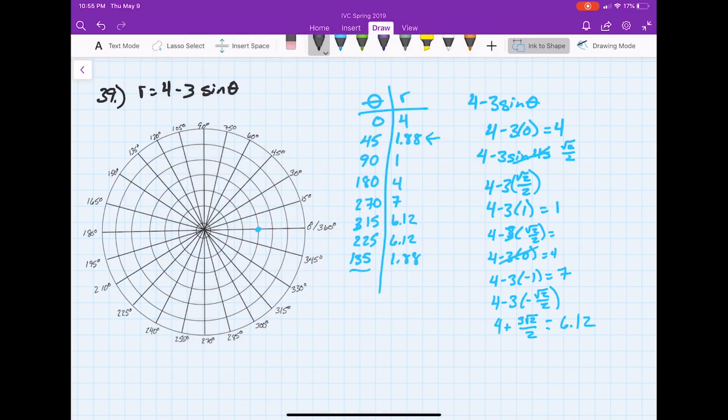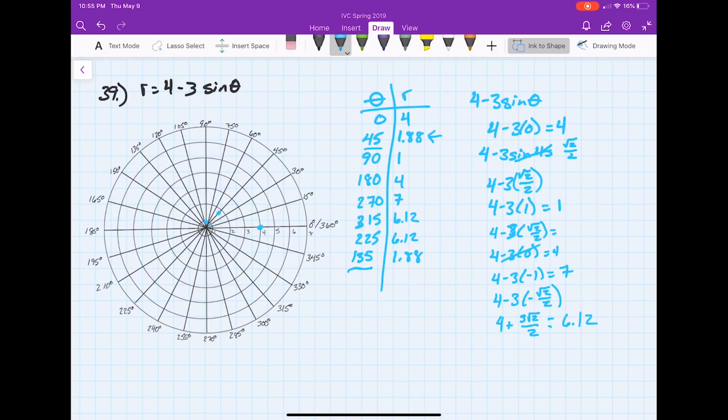0, 4. This is the 4 ring, or the number 4 ring. It's 2, 3, 5, 6, 7. I put a little 1 in the middle there, but you can barely see it. It just looks like a dot. Anyway, so at 45 degrees, we go out 1.88, so almost to the 2 on the 45 degrees, so that's going to be about right here. On 90, we are going to be at 1, so we are getting closer to the center. Barely see this dot.